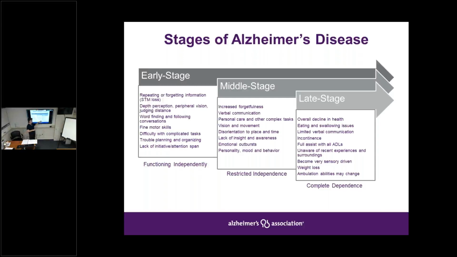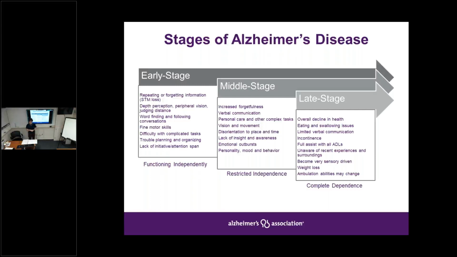It's a very scary stage because life seems so unpredictable. They're not remembering what's going to happen next. So we see some emotional outbursts, and we can see personality, mood, and behavior changes. And then in the late stage and final stage, we see an overall decline in health. We're having eating and swallowing issues. So we may see more aspiration of liquids and foods. So we're more prone, more susceptible, certainly, to things like pneumonias.